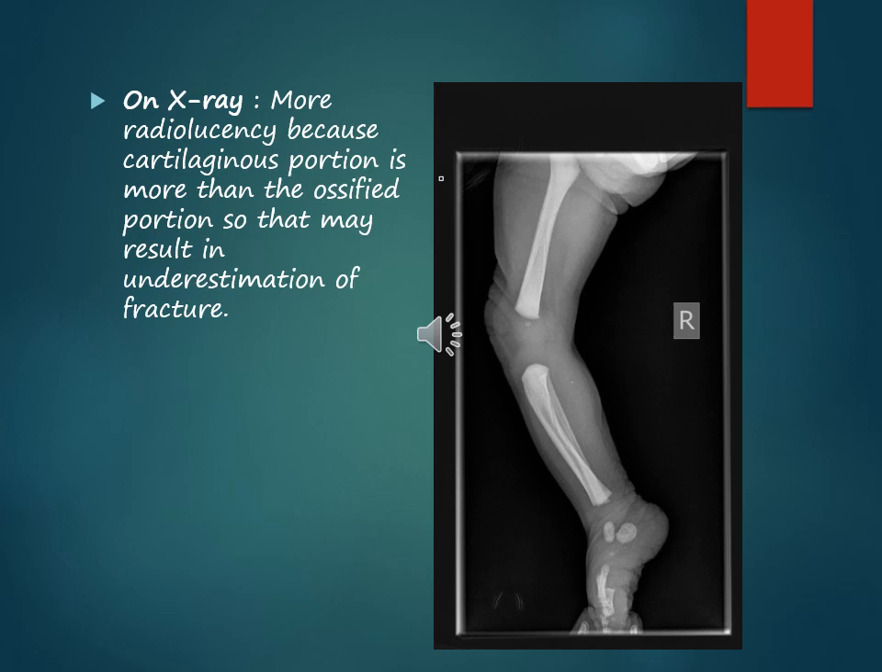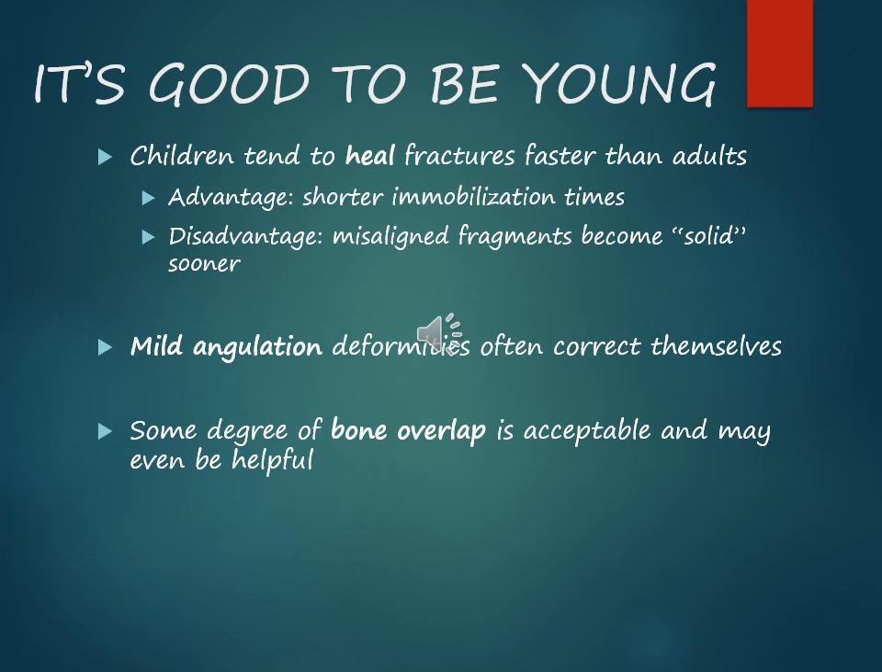So as we said, there are some differences between children's bones and the adult's bones. In children, fractures heal quicker because of the thicker periosteum and the better blood supply. That can be an advantage, but sometimes if there is an angulation or a deformity, the fracture will heal very soon if you don't interfere earlier.